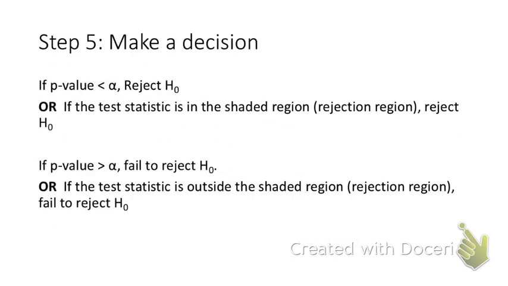Okay, next step is you make a decision. So you compare your p-value to alpha. If the p-value is less than alpha, you reject. If it's greater than, then you fail to reject.